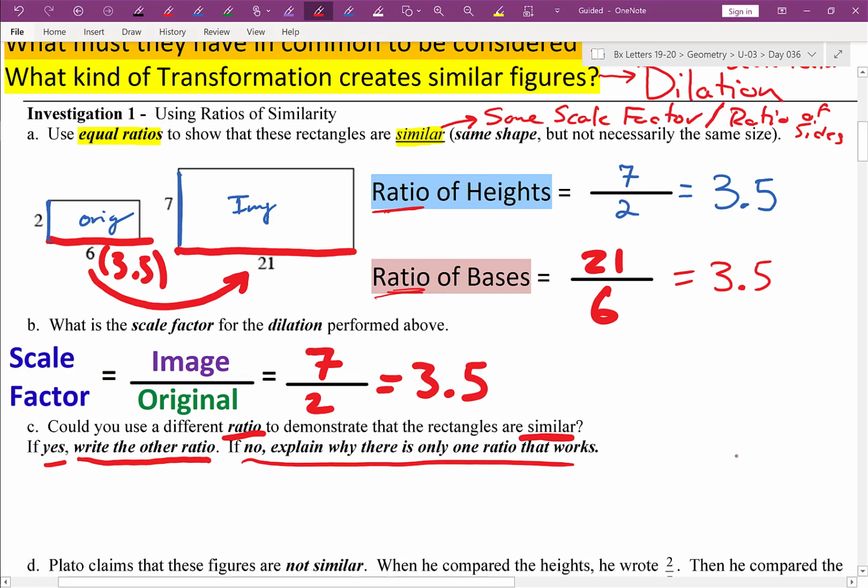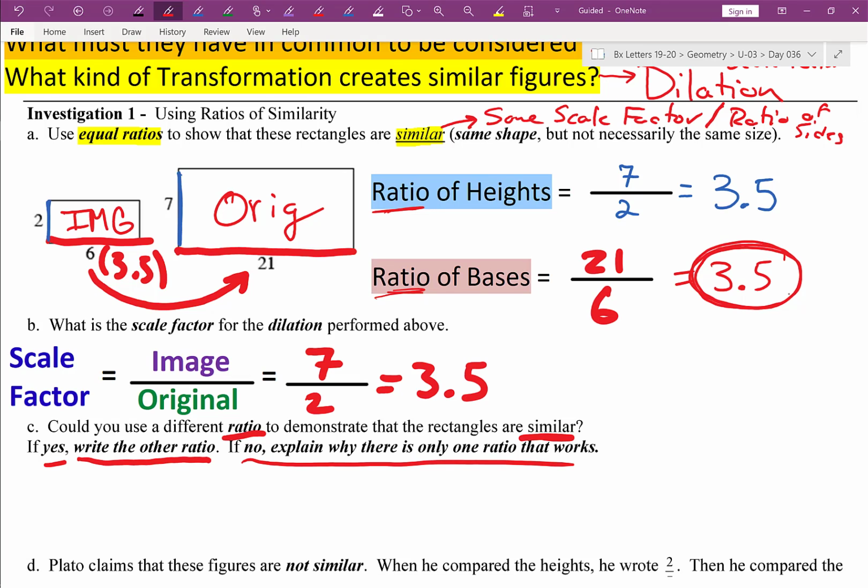Now, I kind of gave it away at the beginning. I think yes, because nowhere in here did they say that the small one had to be the original. Maybe the small one is the image, and maybe the original is the big one. And the only way that can happen is if you have a scale factor that's less than 1 but greater than 0. And 3.5 is clearly bigger than 1. So I'm going to assume the opposite.